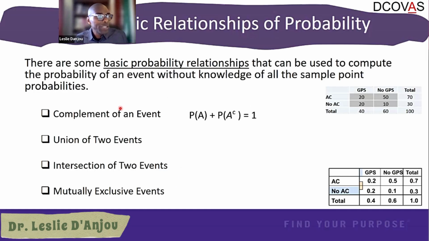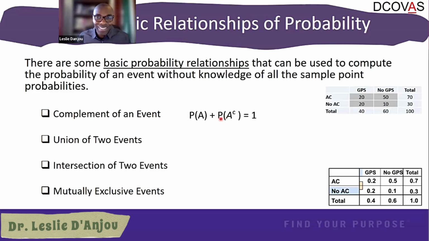All right, a complement of an event. How do you actually calculate the probability of a complement of an event? The probability of A plus the probability of A's complement equals 1. What does that mean? Let me break this down for you. Let's say the probability of GPS is 0.4. It's all of the GPSs. You add these two up, and that's how you get 0.4. The complement of GPS is no GPS. Hopefully that makes sense. So when you add up these two, they must equal 1. Hopefully that locks in.